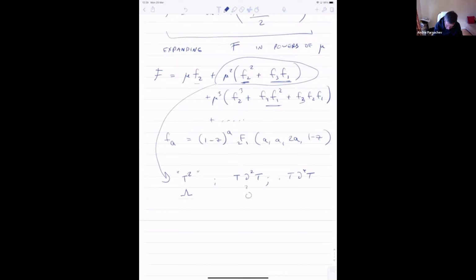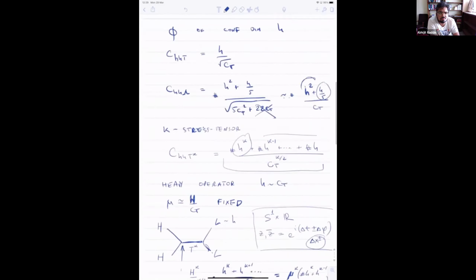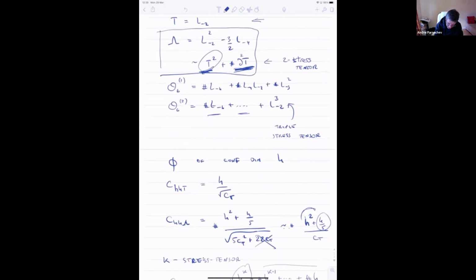This is what I denoted by O6(1), I believe. So this is an operator at level 8, and so on. Could you flash again this expression for O6(1) that you had on the first page? Yes, the point is that this is basically an object which has two T's and a second derivative. Got it. Thank you.